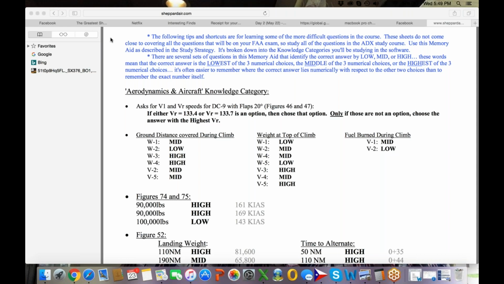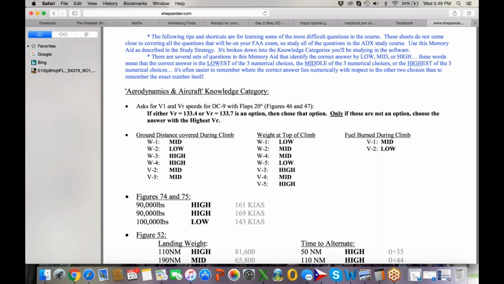So whenever it asks you a question on what is the ground distance covered during climb using W1, it's telling you to refer to these different charts using the W1 information. That will be your answer, the middle answer.